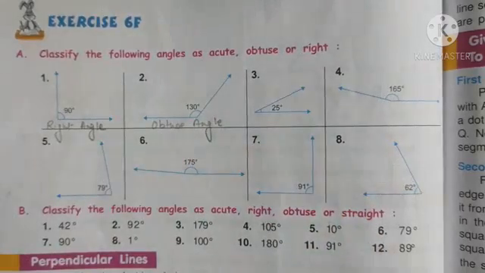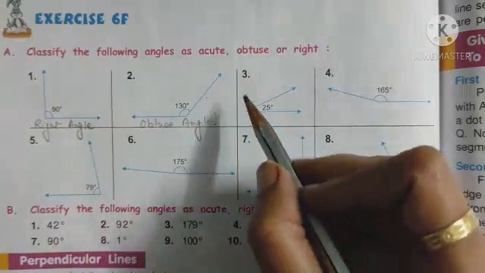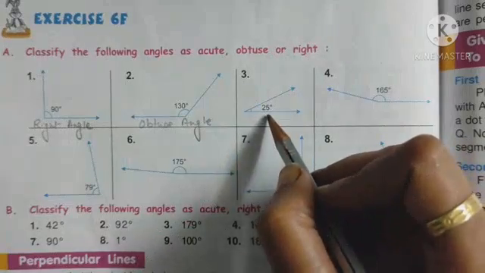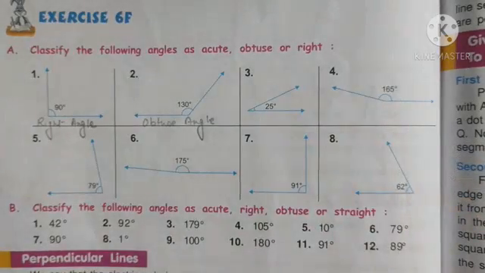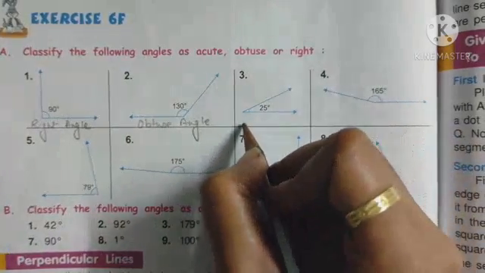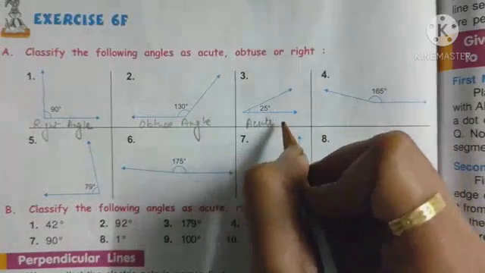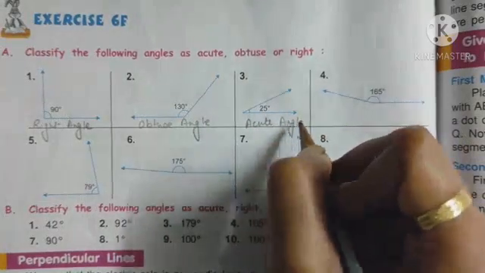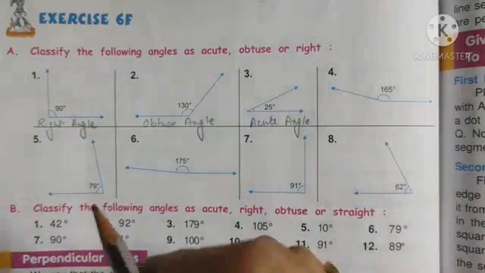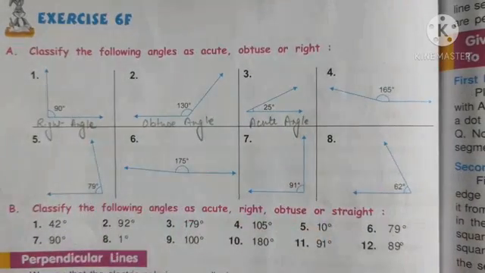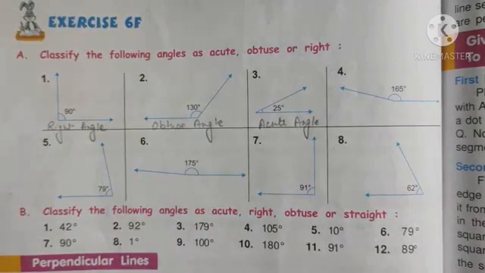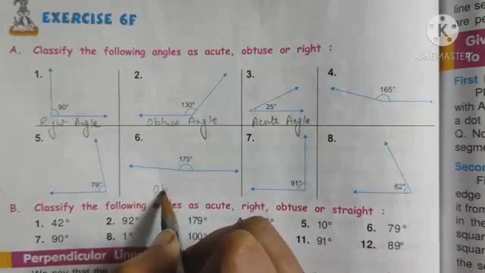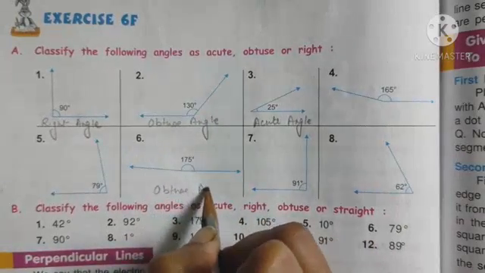angle. Now here number 3, see this is 25, more than 0 degrees but less than 90 degrees. So it is an acute angle. Now number 6, this is 175 degrees. It is more than 90 degrees but less than 180 degrees. So this is an obtuse angle.